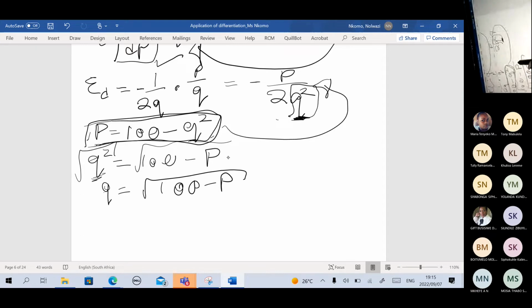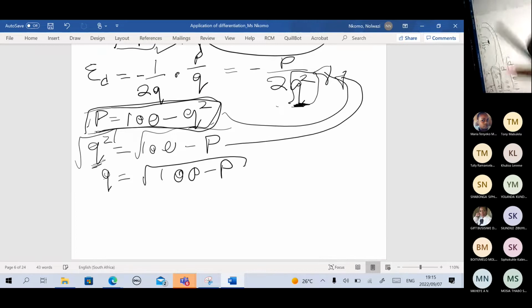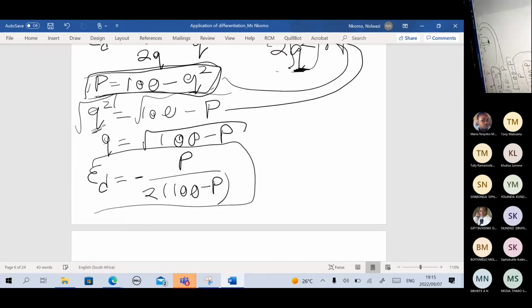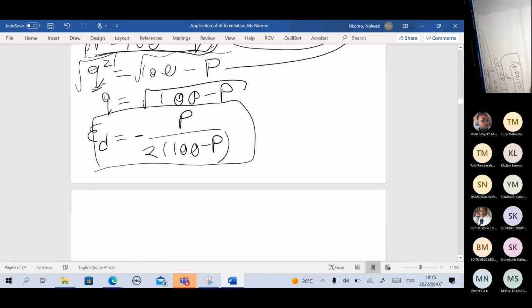Now let's take this and substitute back here to have the elasticity of demand as minus P over 2 times 100 minus P. Now this is our elasticity of demand for that function. You can give yourself any price, because in this question we're not given any price. Let's say, what will be the elasticity of demand if the price is 50 Rand?